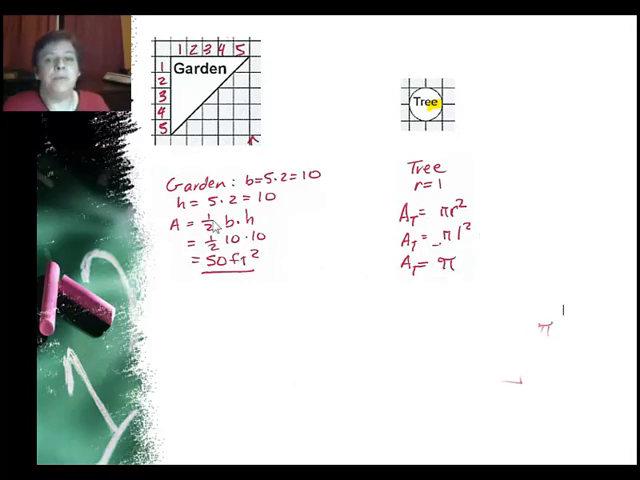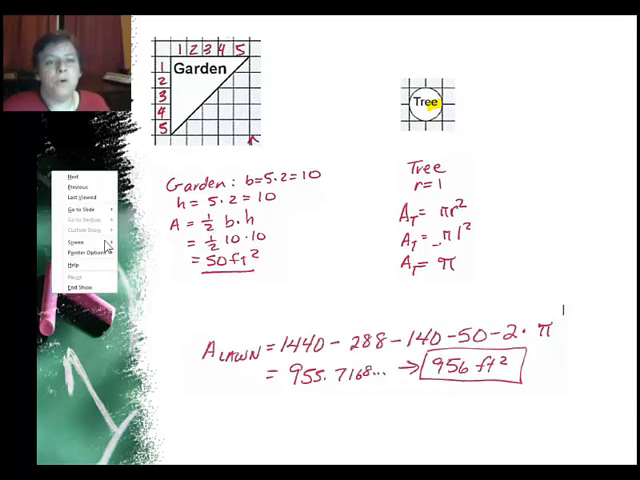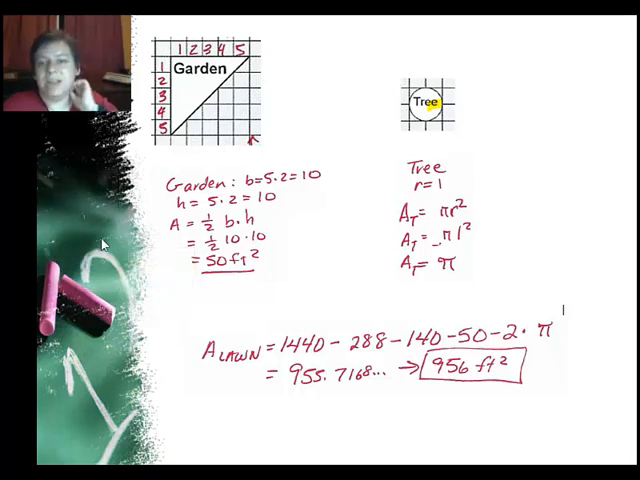Now I'm going to go ahead and pull up the formula for the entire area. And with that formula, I get 956 square feet. So I took the area of the big trapezoid, subtracted out the house, the porch, and the garden, and 2 of the little parts for the trees. And I got 956 square feet.